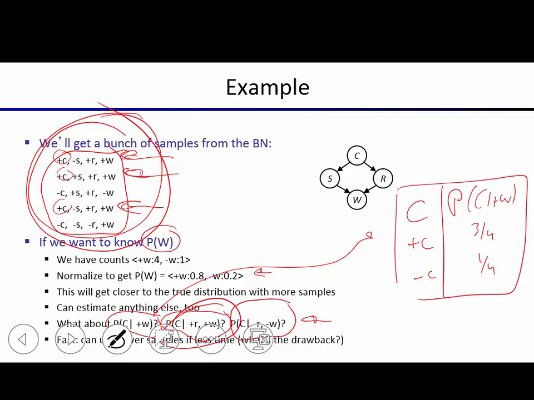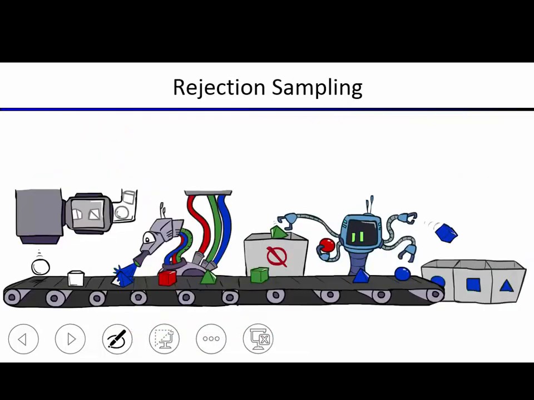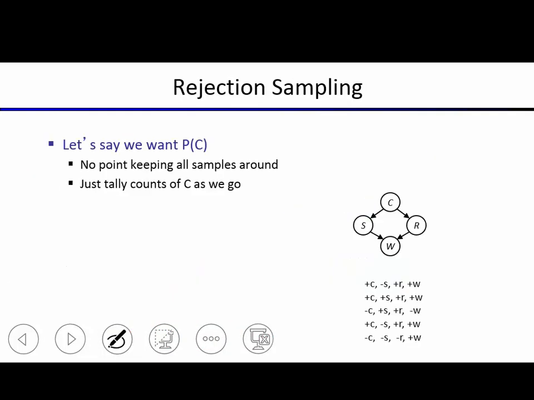And that insight is what we're going to leverage in the next sampling procedure, where we're going to avoid doing spurious computation and sample things that are not going to help us answer the query we have. So that's called rejection sampling. So let's look at that again in detail here.